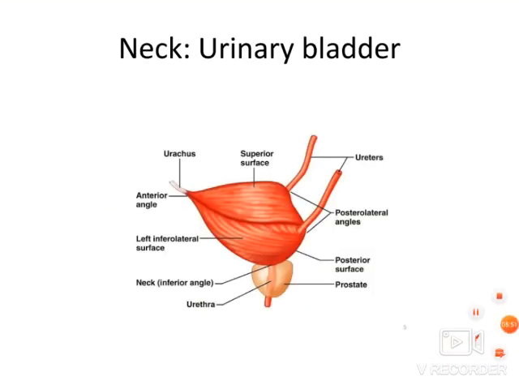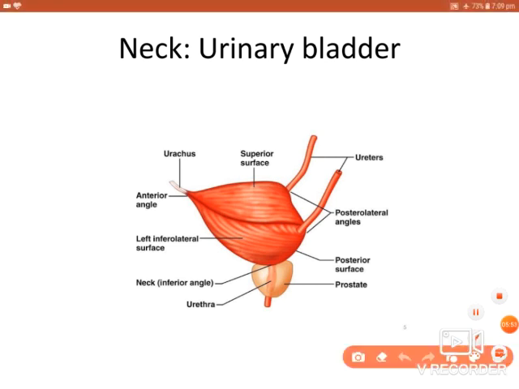Then here you can see the neck of the bladder. This is the lateral view of the bladder with prostate. See the apex, superior surface and base of this urinary bladder. See, this is the neck, it relates to the prostate. There you can see through the prostate, there is the urethra.